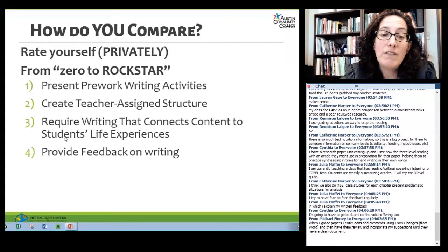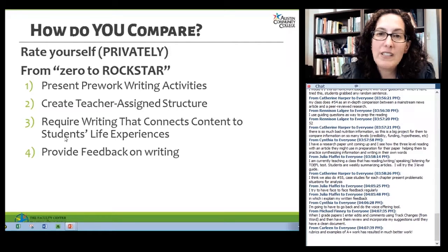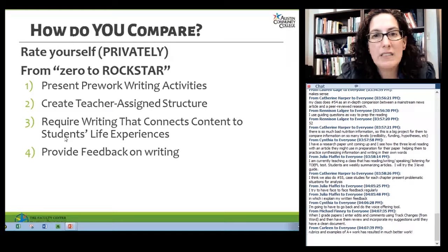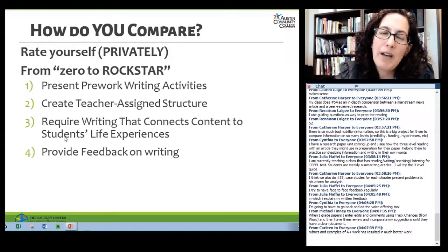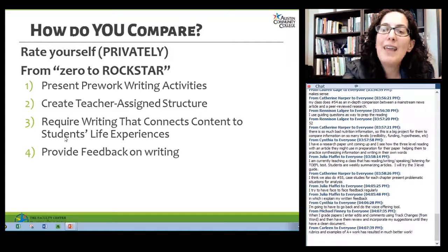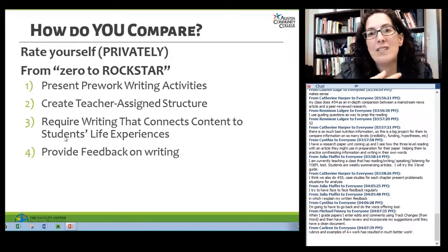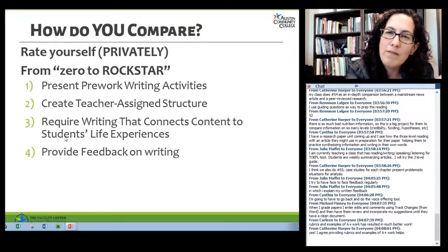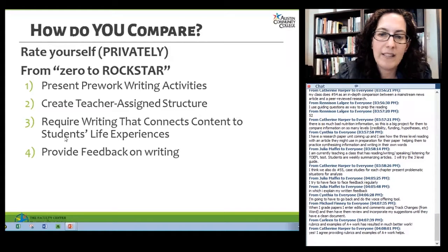So also rate yourself on requiring that students connect the writing to their own life experiences. Of course, this is easier in some courses than others, but when possible, it really helps. And quite frankly, you can use a cheat. If your course isn't one that automatically connects to student experiences, you can ask them to connect this writing to a previous section of class. And then that way, it's not a personal thing, but it's information they already know that they're connecting to.